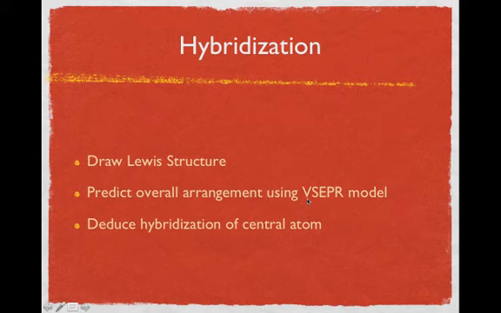So the first thing you should do is draw a Lewis structure, especially for these ones that can have an expanded octet. Predict the overall arrangement using the VSEPR theory, and then we'll just figure out what the hybridization is of the central atom.